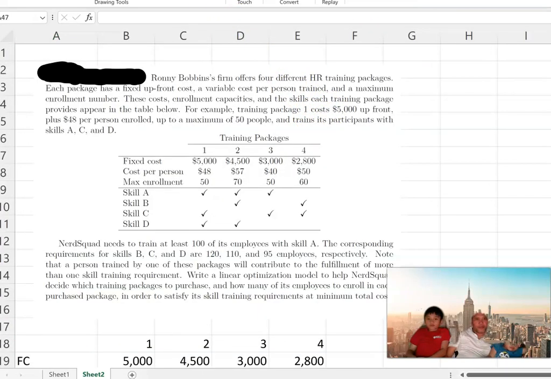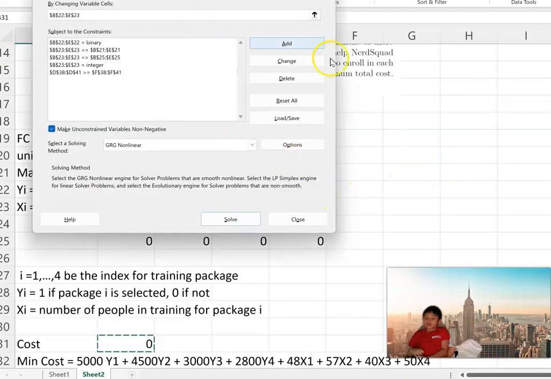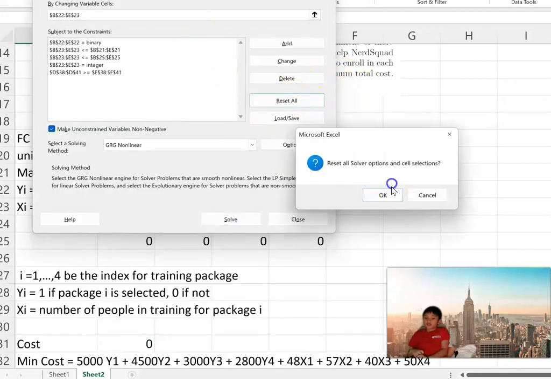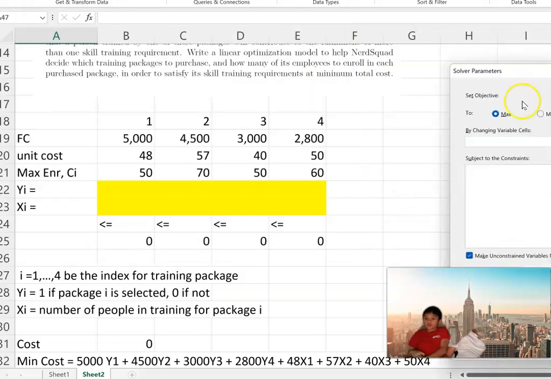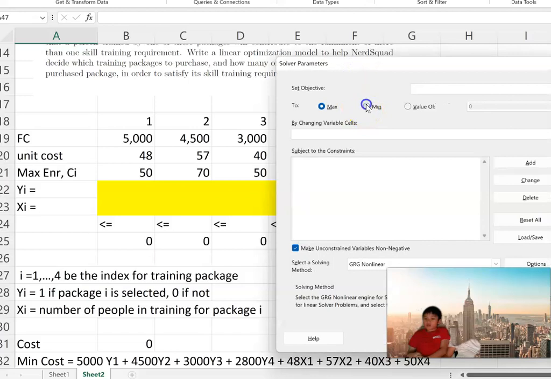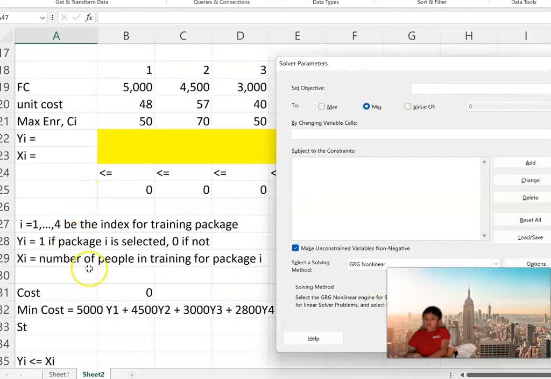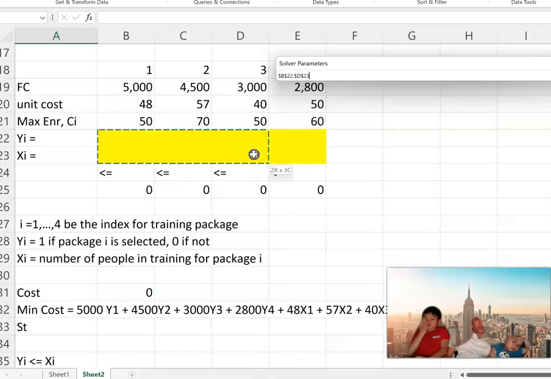So we click data and then solver. Right, so let's reset this. What we want to do is minimize the cost. Cost is this one here, by changing the variable cells.